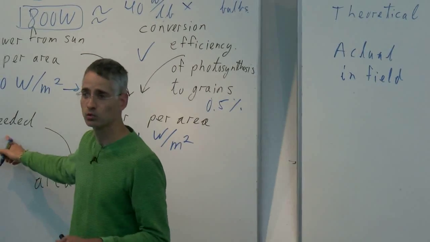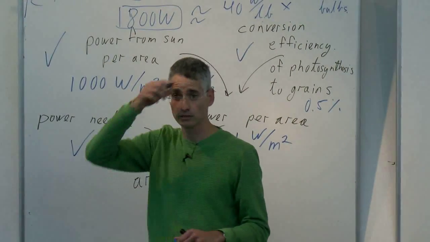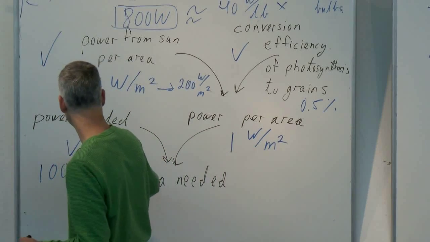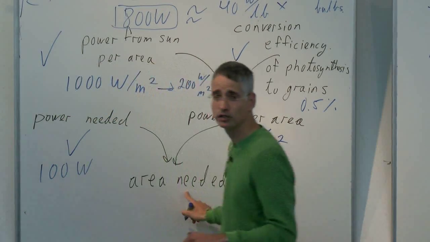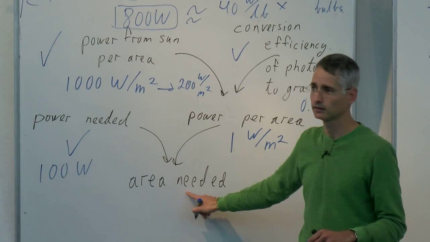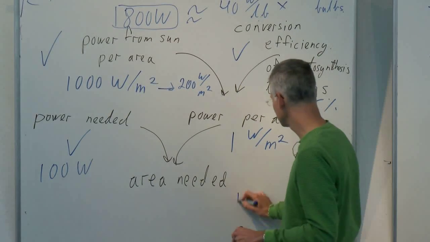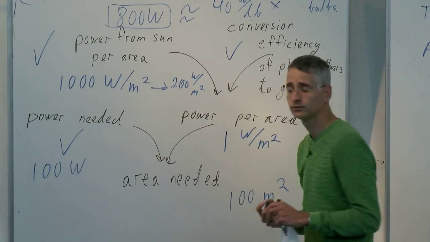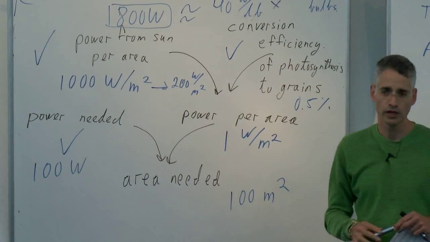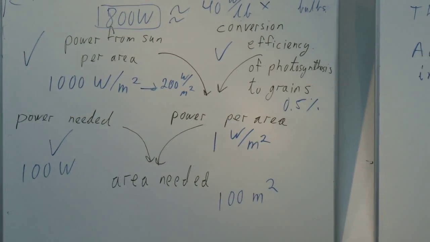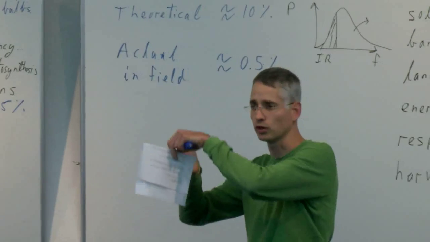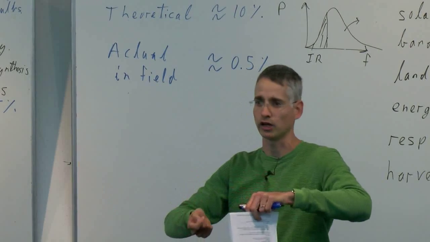Okay, so I have 1 watt per meter squared, and I need how much? This was power needed per human: 100 watts. So how much area do I need? 100 meters squared. Okay, so I would need about 100 meters squared to give me enough grains such that when I eat them, I get about 100 watts.